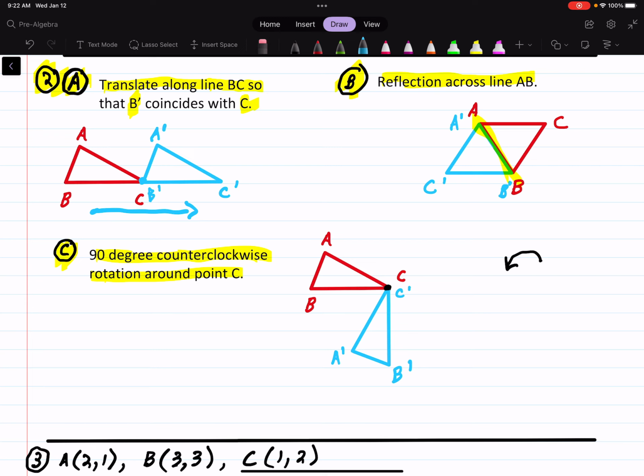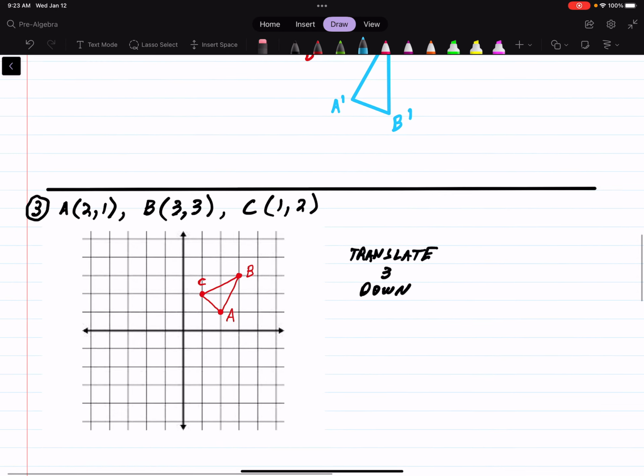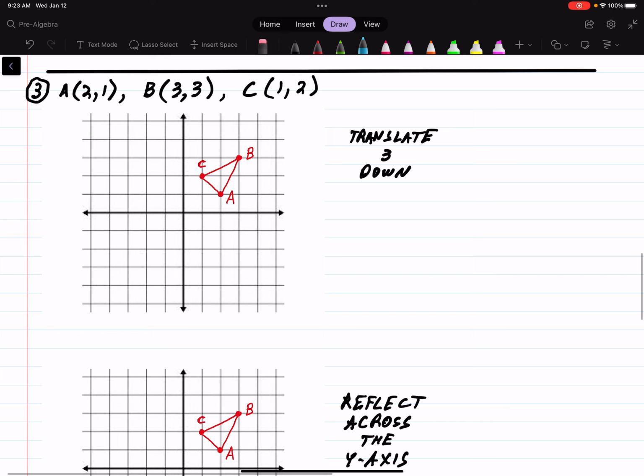So that is a rotated counterclockwise depiction of the original ABC triangle, but it's now rotated. So you can see how these kind of all line up. Now the last part of the lesson is saying let's do this on a coordinate plane.